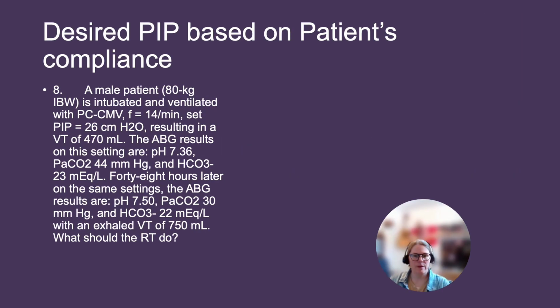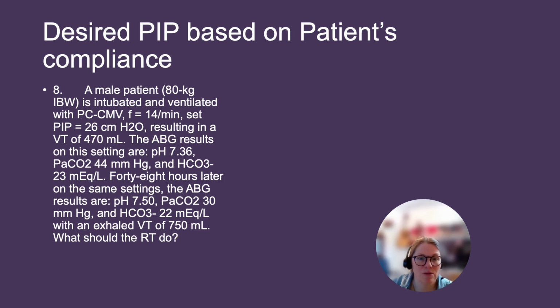All right, we have a pretty complicated equation. So we want to know what to set this patient's PIP at. So we're in pressure control, and it's based on the patient's compliance. So a male patient with an ideal body weight of 80 is intubated in pressure control, rate of 14, PIP of 26, tidal volume that is resulting from that PIP, right? Because we don't set tidal volume in pressure control, is about 470.